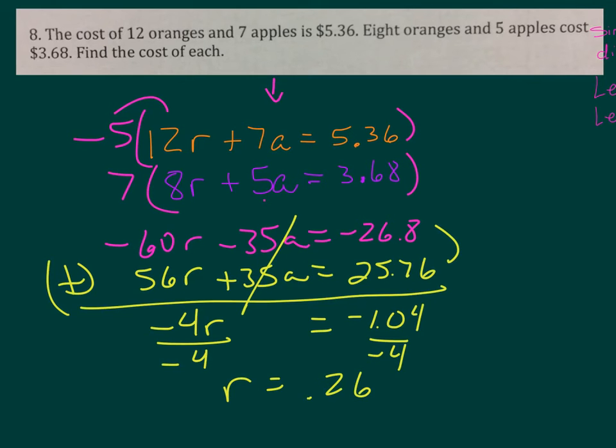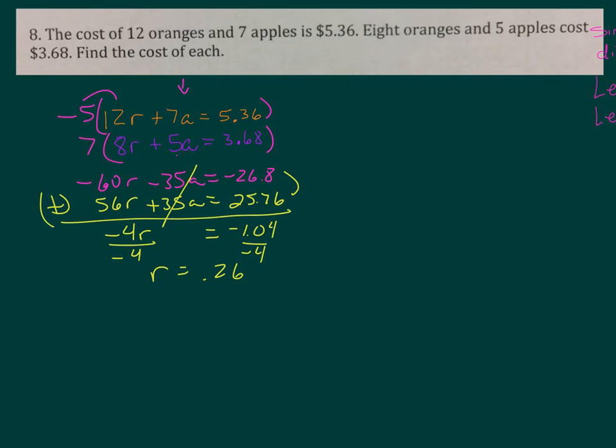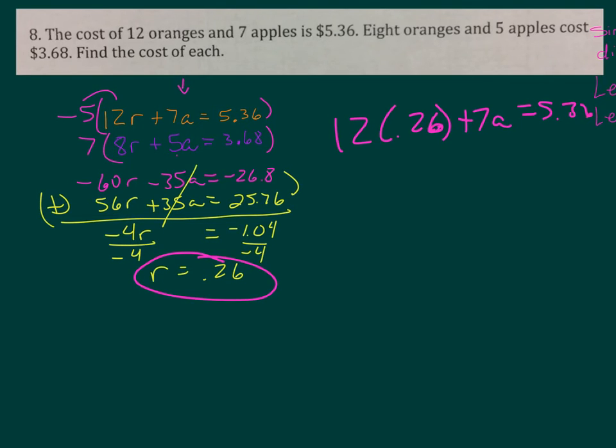So now what I'm going to do is take this and move it over to the side. I'm now going to take my oranges and plug it back into the top one. So 12 times 0.26 plus 7A, so 7 times the apples, equals $5.36. Well, 12 times 26 cents is $3.12, plus 7A equals $5.36. I'm going to subtract $3.12 from both sides.